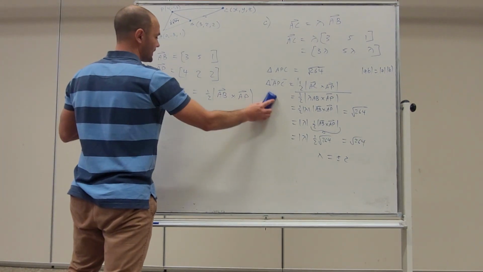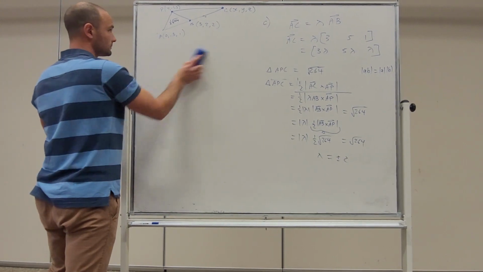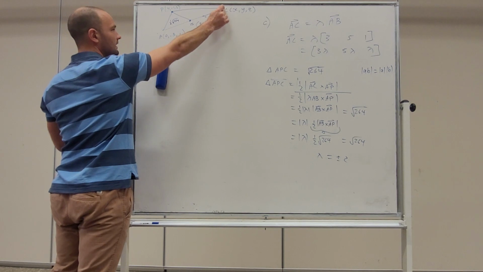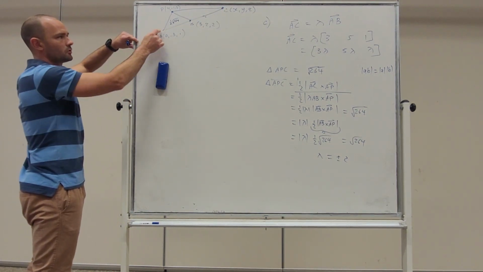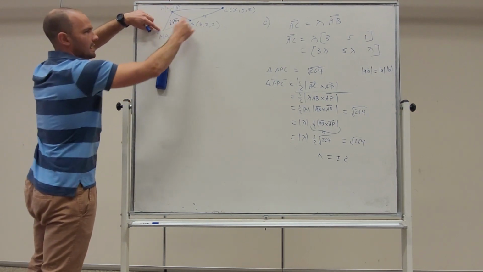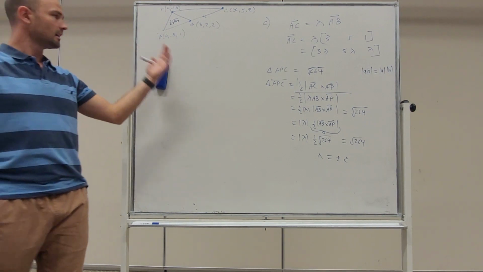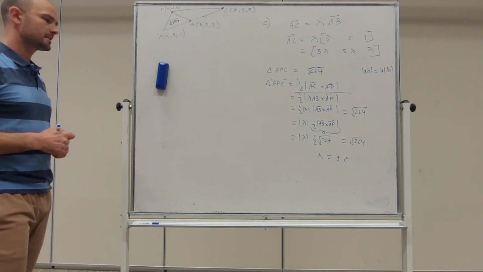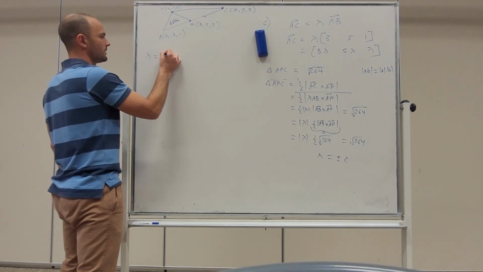Okay, and all that means, in terms of the context of the problem, is that C can be here, or it can be down here, such that triangle ACP has the same area. It lies on the line. There are 2 possible solutions. Okay, let's just investigate the positive case. Lambda is positive 2.